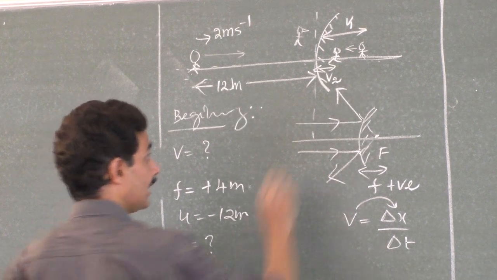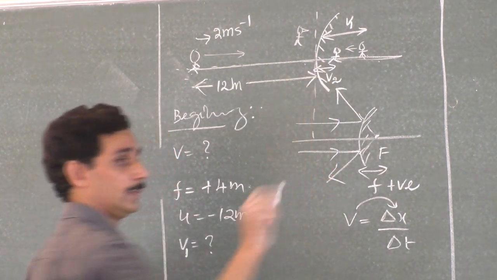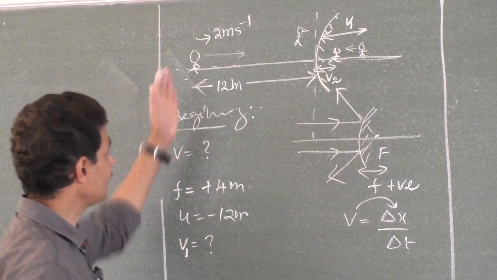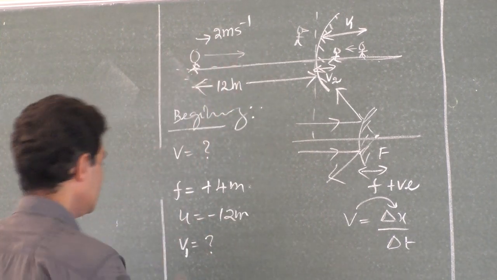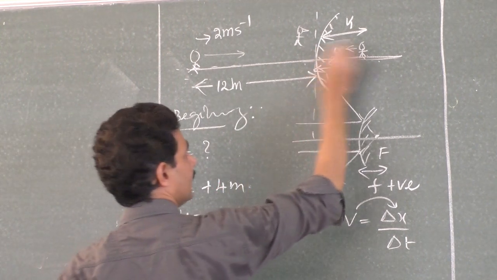So in 1 second, what is the shift in the position of the image? That is what you have to calculate. In 1 second, what is the shift in the position of the object? That you can know, 2 meters. So in this one case, what is the image distance? I will calculate this one.